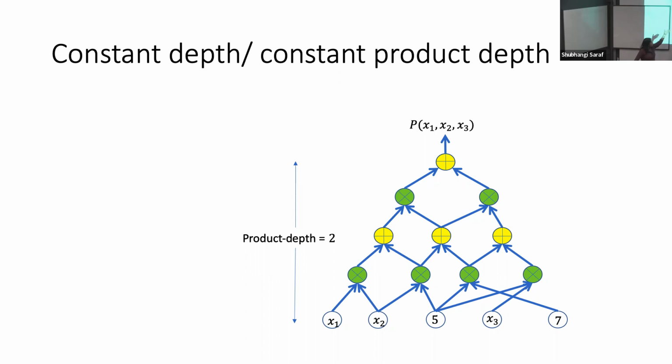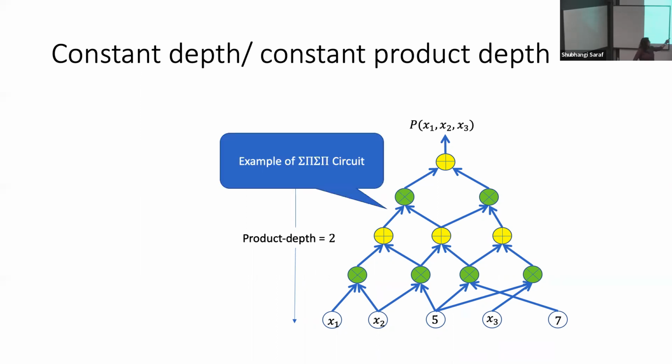So the output gate is typically an addition gate, and then you layer the circuit. So there's additions followed by multiplications and additions and multiplications, and then you take the input variable. And here the depth is 4, but the product depth is 2, the multiplication layers. And so I'll focus on product depth in this talk. But the depth and the product depth differ by a factor of 2, or a bit more than 2, because we're alternating the layers between additions and multiplications. So this is an example of a sum product circuit.